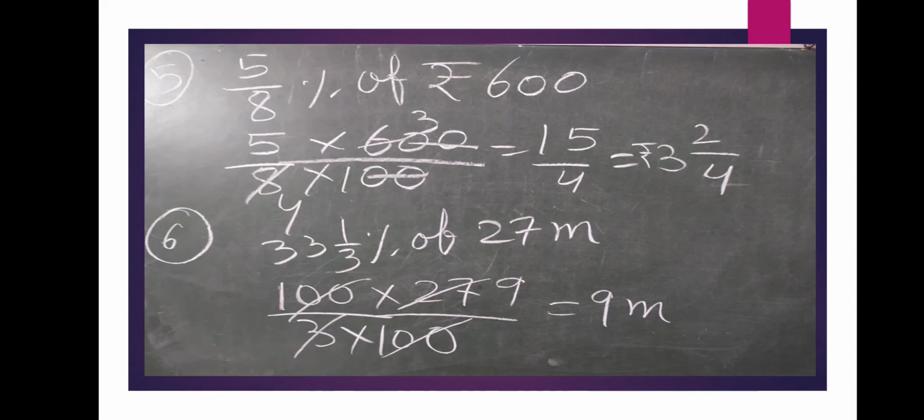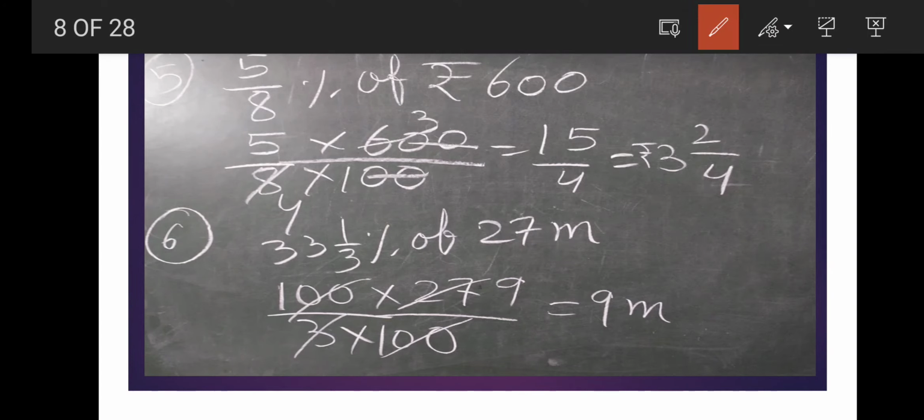Now next, 5 by 8% of rupees 600. So 5 by 8, percent sign. Remember, whenever a percent sign is given in the question, then in the process you will write the percent sign as a denominator. So here, see, I have written it as a denominator, and of means what? Multiplication, and 600. You will do the calculation, and you will get the answer 15 by 4. When you convert it into a mixed fraction, you will get rupees 3 2 by 4. It is very important to write the unit. Clear? And here 2 by 4 you can write, 2 1s are 2 and 2 2s are 4, so you can write the answer as rupees 3 1 by 2 also.